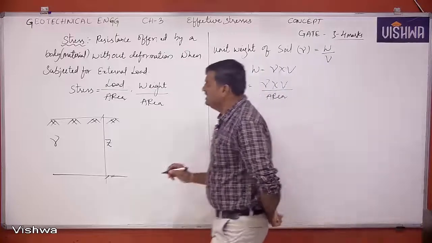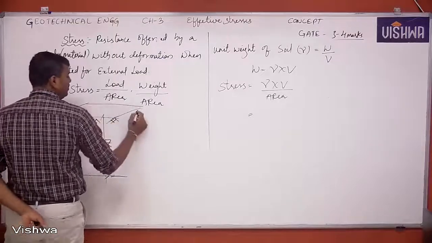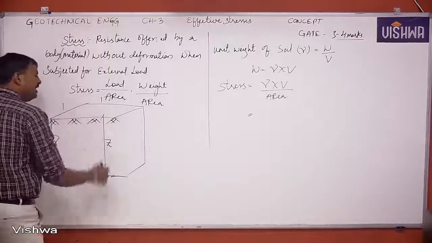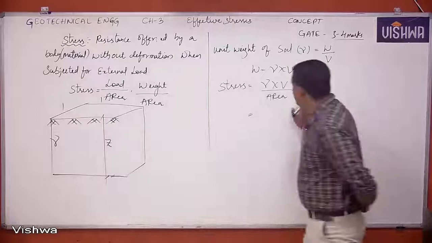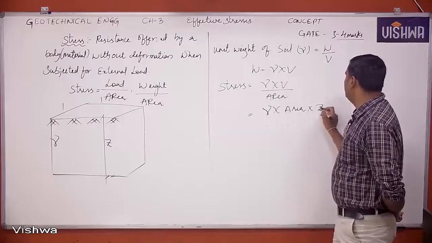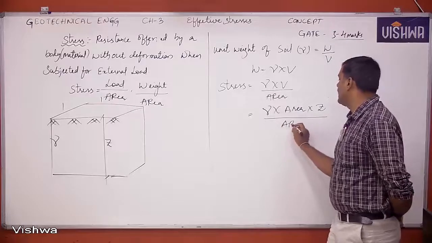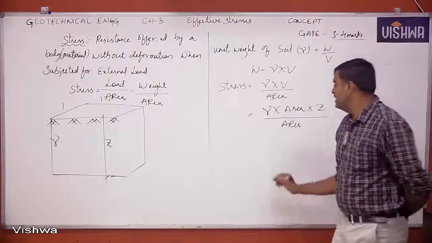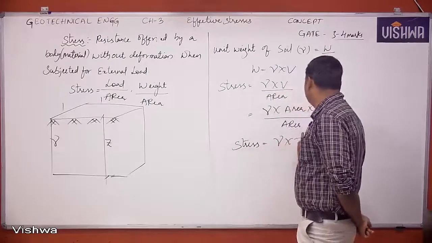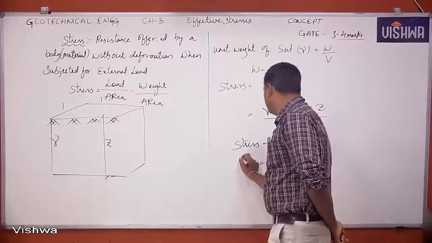Now you see, this is Z, depth is Z. On the other hand, I have unit width, unit length. Now 1 into Z will be our volume, or else gamma into area into Z, thickness of depth of soil, upon area. Is it okay? Now stress will be equal to gamma into Z. Therefore, sigma is equal to gamma into Z for soils.